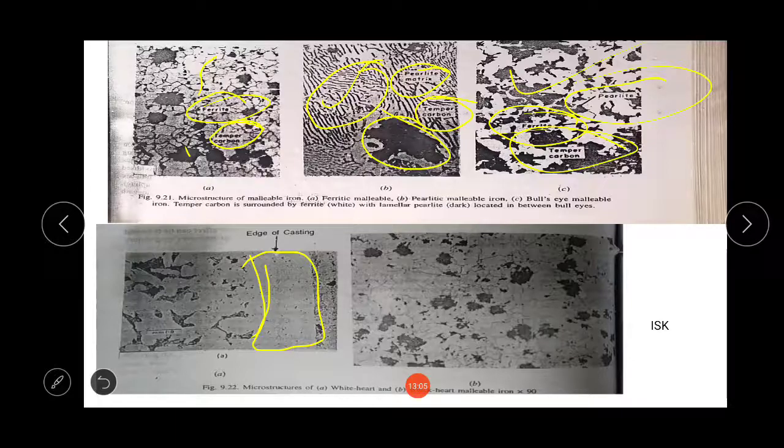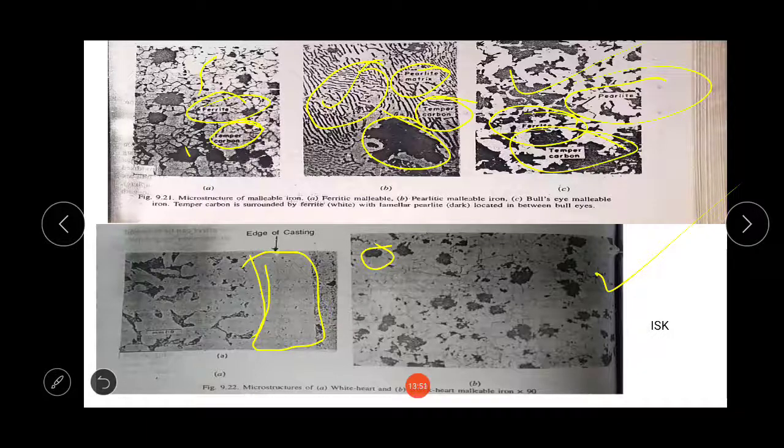Next we learn about ferritic malleable cast iron. It is a black heart malleable cast iron, which is represented by a tick mark, and in this black heart malleable cast iron, the black region is temper carbon, and the white region is ferrite. In this white region the decarbonization process has taken place.